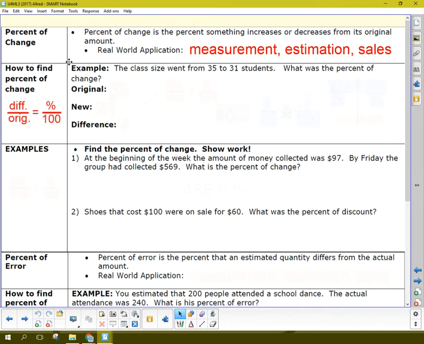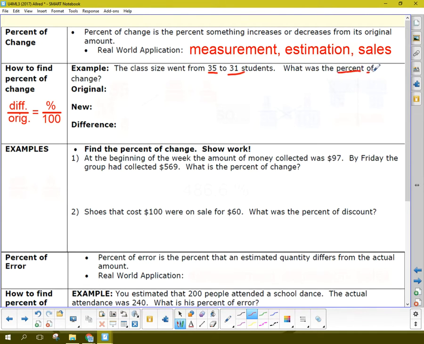Instead of putting the part over the whole, we're going to put the difference over the original and then set it equal to the percentage over 100. So it's very similar to the last proportion. We're going to put the difference over the original, set it equal to the percentage over 100. In this first example, I'm going to show you how to do that, and then you're going to do one on your own.